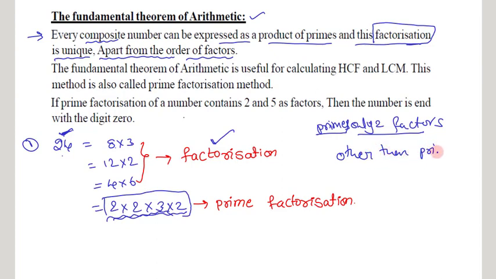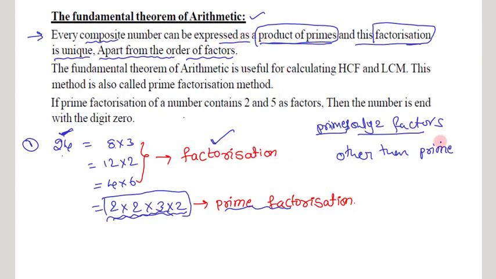That means if a number has at least three factors, then it is said as what? Composite number. Now, if you take any composite number, that can be expressed as a product of primes, means that can be written as a product of primes, that is prime factorization, in a unique manner, apart from the order of the factors.